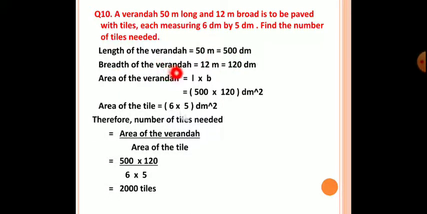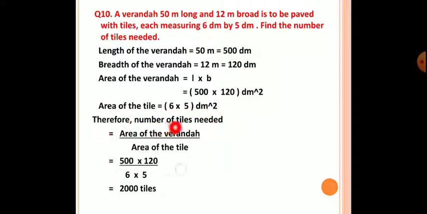Similarly, breadth of the veranda is 12 meter. So 12 into 10 is 120 decimeter. Area of the veranda is length into breadth. So 500 into 120 decimeter square. I am keeping it as it is because later on we have to divide. If you want to multiply it, you can do so, or you can keep it like this. Next is area of the tile equals 6 into 5 decimeter square.